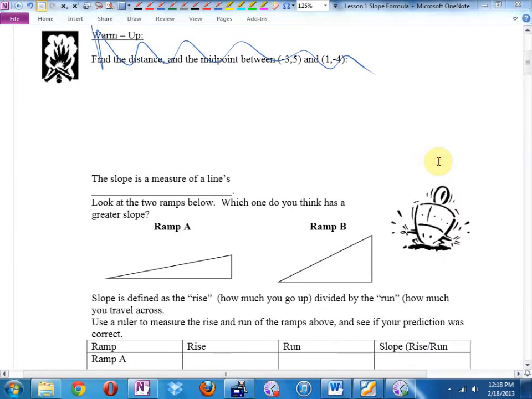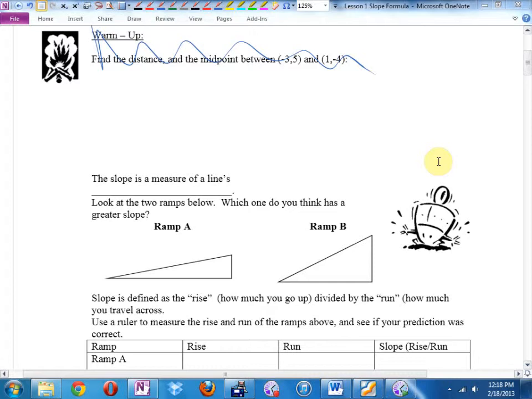Slope of a line is a number, and the number describes how steep it is. The bigger the number, the steeper it is. Really steep, really big slope. What do you think the slope of a line with no steepness would be? 0? And then we're going to talk about the difference between uphill and downhill.